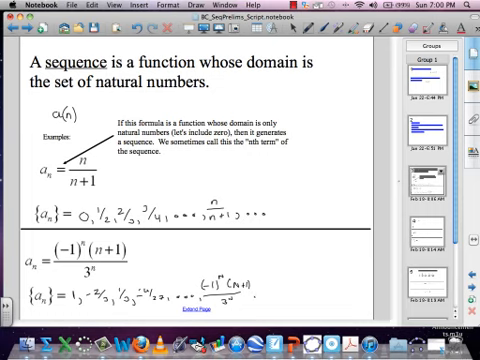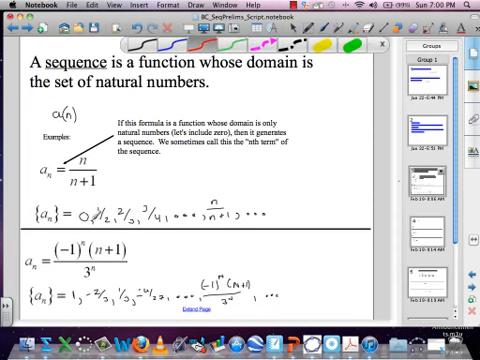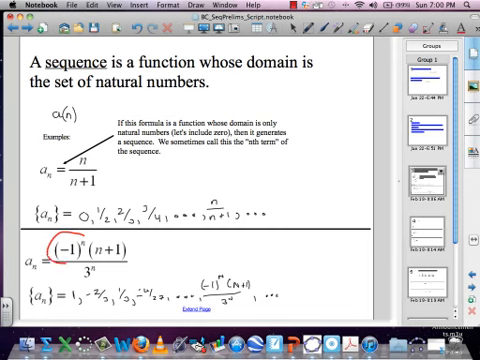Put another comma, followed by another ellipsis. Now, what we wanted you to see in this example was that the signs between consecutive terms of the sequence alternate between positive and negative. Positive, negative, and this is going to go on forever. And the feature of the formula that does that is this right here.